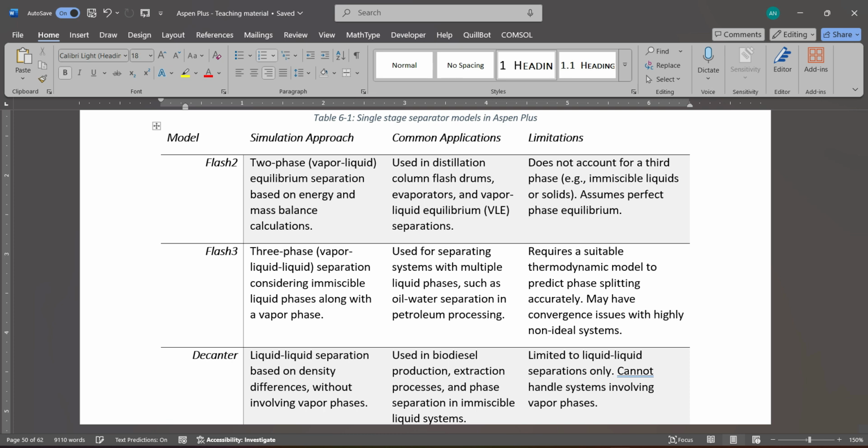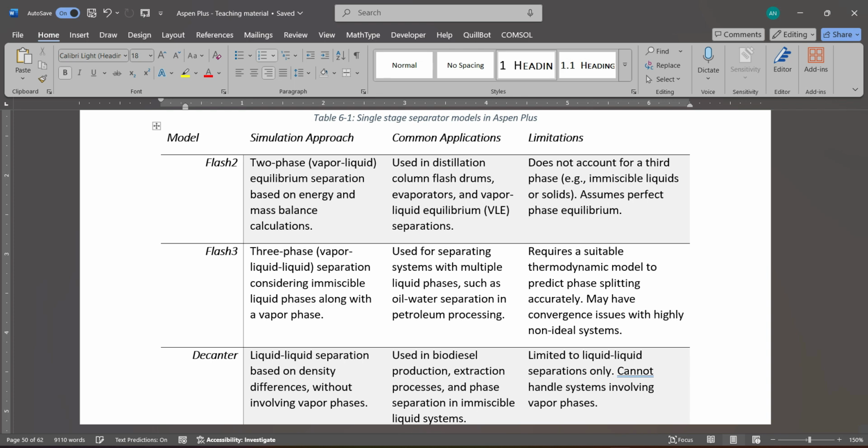Flash3 block is a three-phase separator including vapor, liquid, and liquid. Two liquid phases are assumed to be immiscible with each other in equilibrium with the vapor phase, and common applications include systems in the refineries where multiple immiscible liquid phases are in contact with the vapors, specifically organic phase and aqueous phase in the liquid phase, and the gas phase consisting of the light hydrocarbons in the vapor phase.